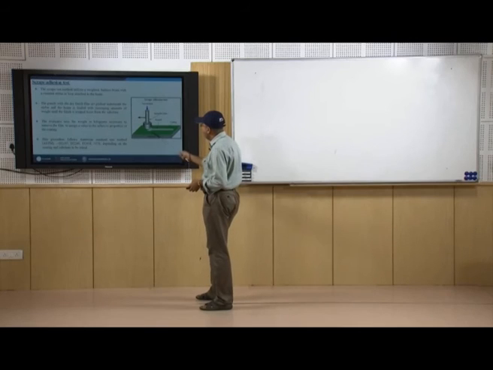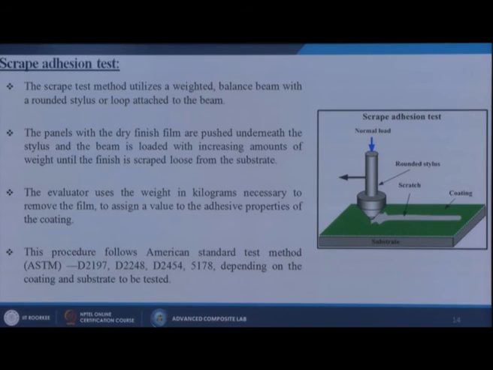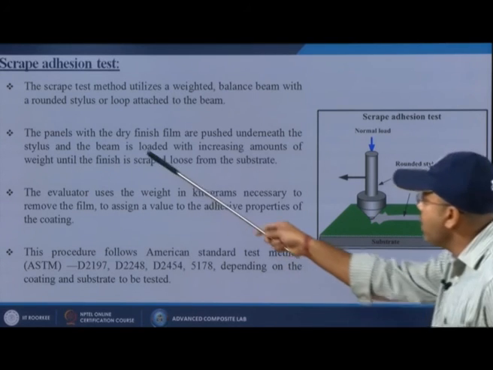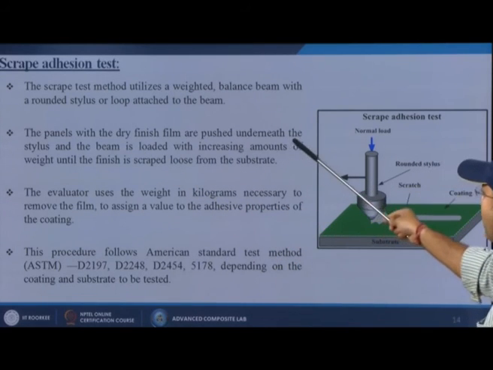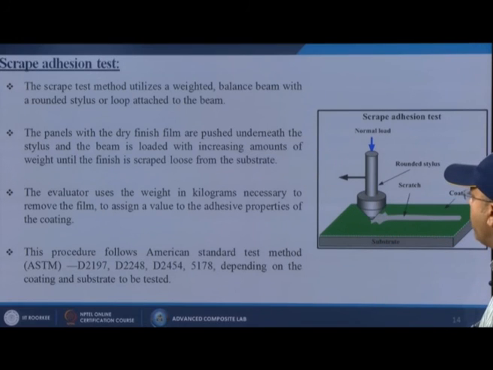So what will happen is this stylus, or the tip, will rub onto the coating material. The panels with the dry finish films are pushed underneath the stylus, and the beam is loaded with increasing amounts of weight until the finish is scraped loose from the substrate. So we have to take out some coating material from our substrate itself. That is the main motto of this particular testing.